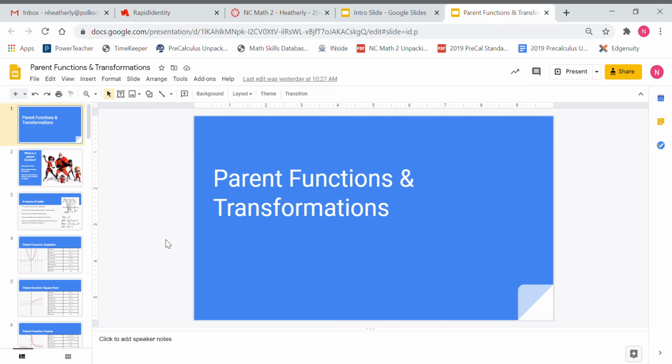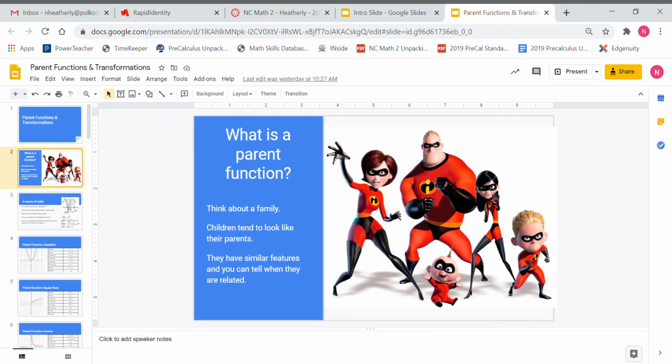Okay, so we're going to look at parent functions and transformations today. First thing we need to figure out is what is a parent function?